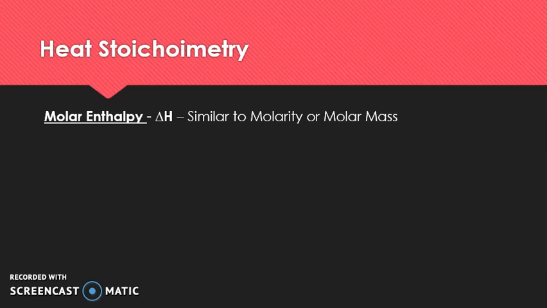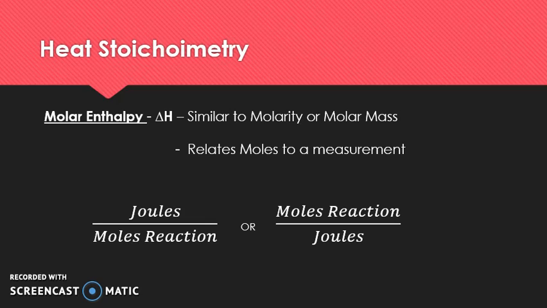So again, molar enthalpy, or delta H, is almost similar to having a molarity or a molar mass, in that it relates your number of moles to a defined measurement. So it's a way of converting between the two. Delta H, because its units are in joules or kilojoules per mole reaction, could really be presented in one of two ways, just like molarity or molar mass would be. So you can have joules over moles reaction or moles reaction over joules, whichever is going to be more helpful to you in solving your particular problem.